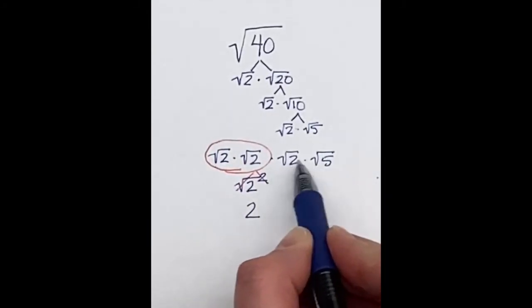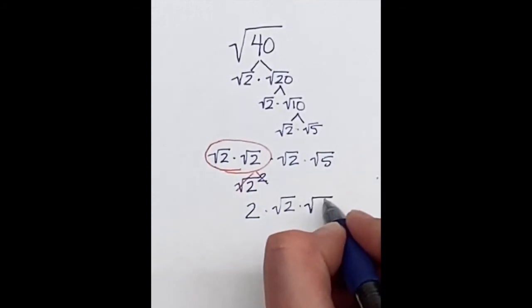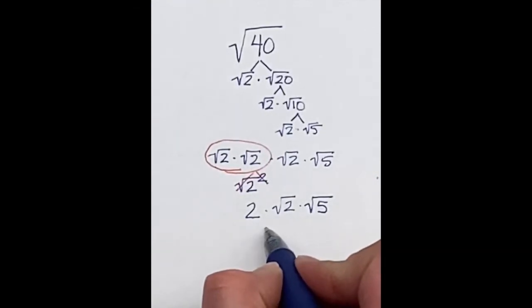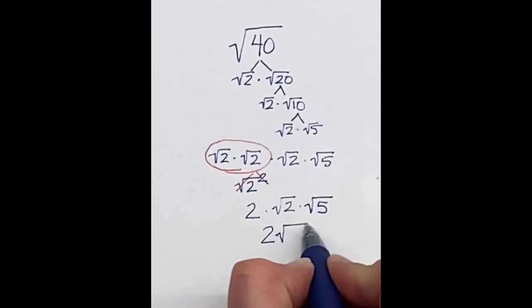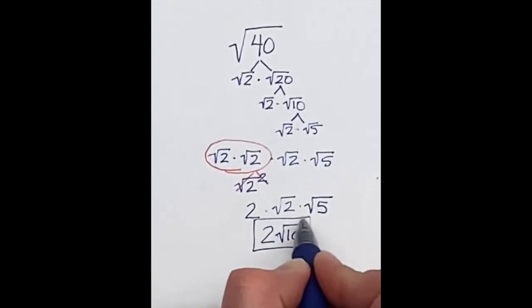Don't forget, though, that we still have this radical 2 times radical 5. So for our final answer, since we don't have any more pairs of numbers that we can take out of the square root, we are just going to multiply them together again. So we have 2 root 10 because 2 times 5 is 10. And that is your final answer.